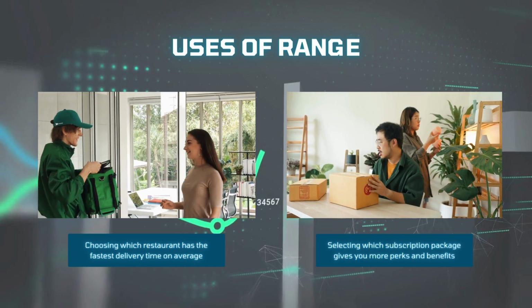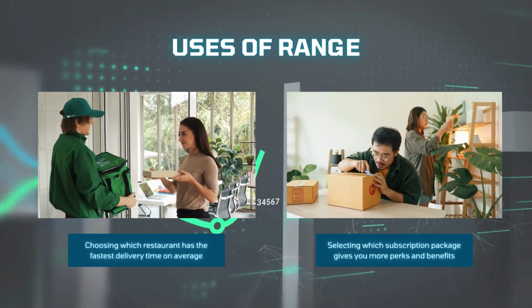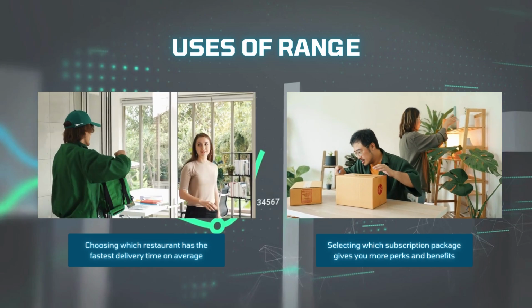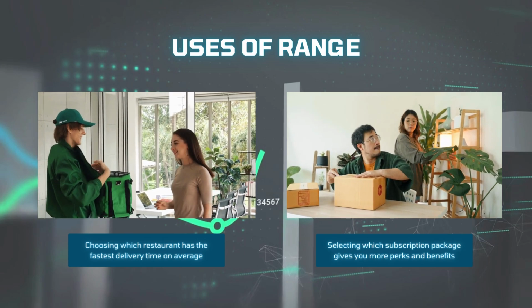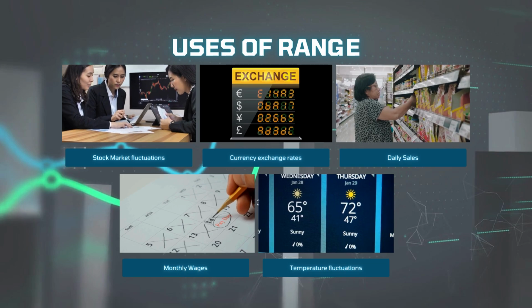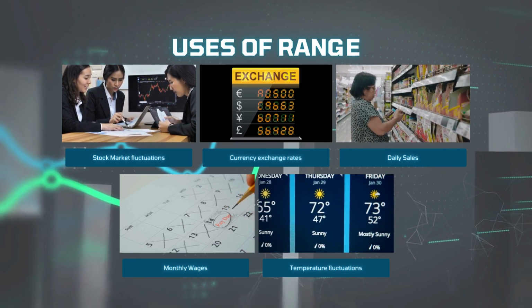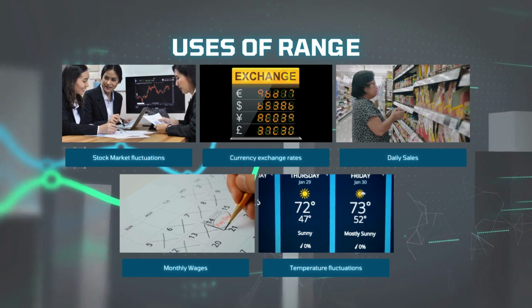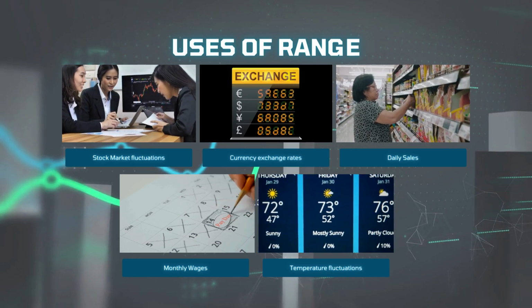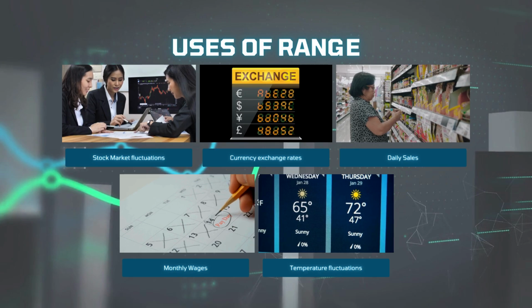It can help in situations where you need to make an immediate or surface choice between a few options, like when choosing which restaurant has the fastest delivery time on average, or which subscription package gives you more perks and benefits. Range is used in areas where there are small fluctuations, such as stock market and rate of exchange. Range may be used in day-to-day activities, like daily sales in a grocery store, monthly wages in a factory, and others. Range is used in weather forecasts to indicate the fluctuations of temperature in a day.